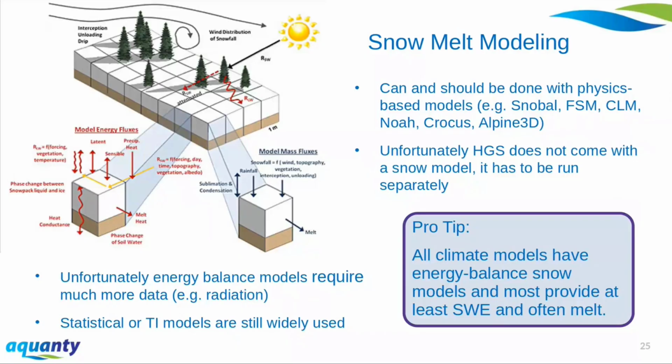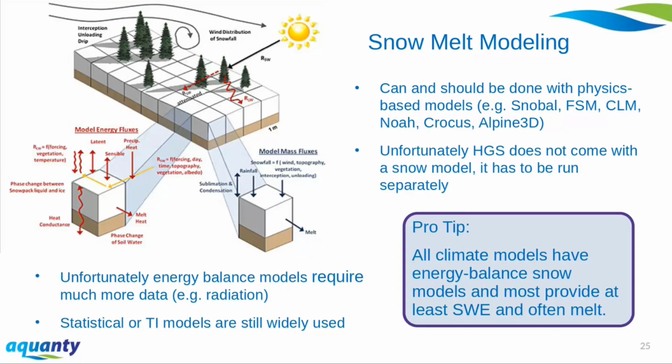If you do snow modeling, it's very important to take a physics-based energy balance approach. It's still very common in hydrology to use temperature index models, and I'll talk about that. And that's basically what we do not recommend. Use an energy balance model. And energy balance here really means that it considers solar radiation and different sources of energy, and doesn't parameterize everything based on temperature. Right? There are many options.